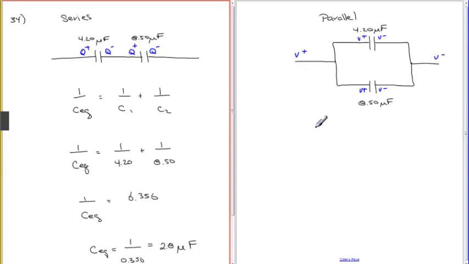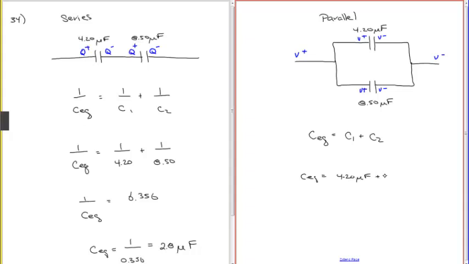Okay, now when you do it in parallel, what we find out is it's very simple. The equivalent capacitance is just the sum of the two capacitances. And so our equivalent capacitance in this case is 4.2 microfarads plus 8.5 microfarads. And we just add these two together and keep the micro. So 4.2 plus 8.5 is going to be 12.7. So we'll get 12.7 microfarads.